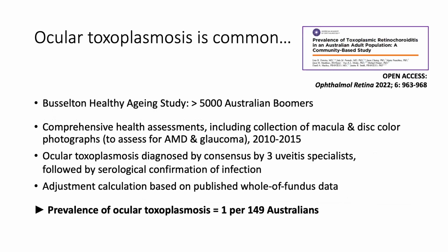The other thing I want to do is make a couple of quick points before I talk about the case. We have to acknowledge that this is a very common condition. This is a study we did in Australia. Dr. Ferreira is the first author on it. We used some photographs that had been taken for other purposes, for macular degeneration and glaucoma screening, and through a process that involved consensus with uveitis specialists and serological testing, we were able to show that the prevalence of ocular toxoplasmosis is 1 in approximately 150 Australians. It's a very common condition in other parts of the world too.